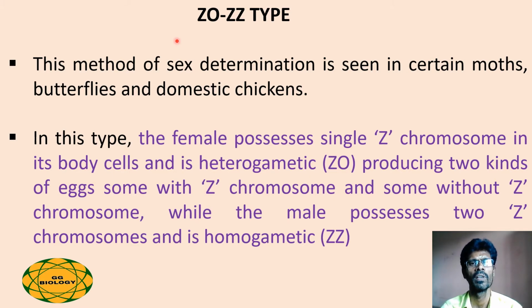The first type of heterogametic females is of ZO, ZZ type. This method of sex determination is seen in certain moths, butterflies and domestic chickens. In this type, the female possesses a single Z chromosome in its body cells and is heterogametic, ZO, producing two kinds of eggs, some with a Z chromosome and some without a Z chromosome, while the males possess two Z chromosomes, so they are homogametic by having Z and Z.